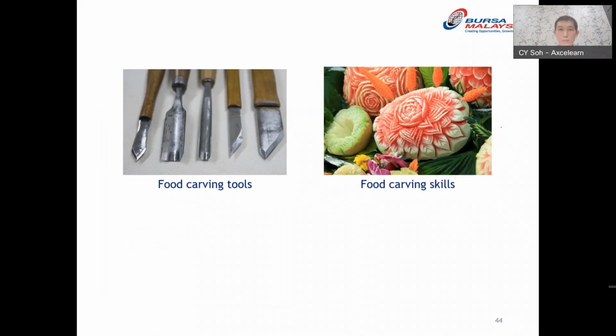They want the sharpest tool available in order to do their foot carving. But in fact, if you are, let's say, a carpenter, you need to focus on your carving skills rather than the tools itself, because it takes time for you to improve as well as perfect your skills. So the same thing applies to trading as well.